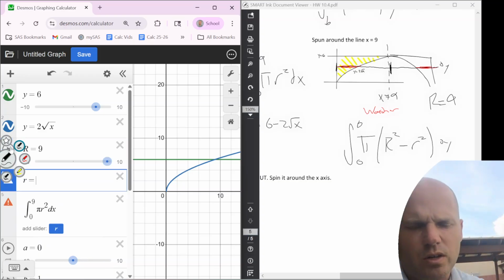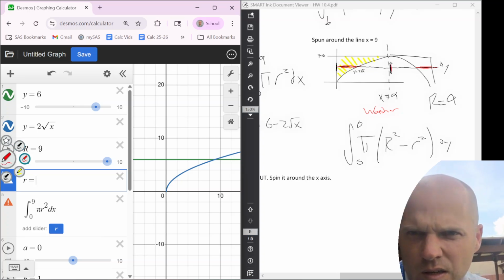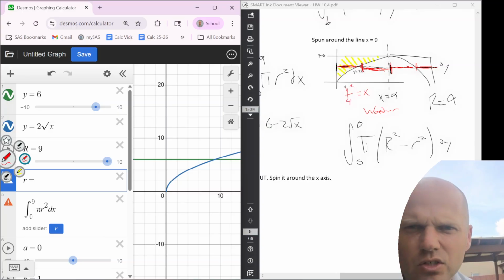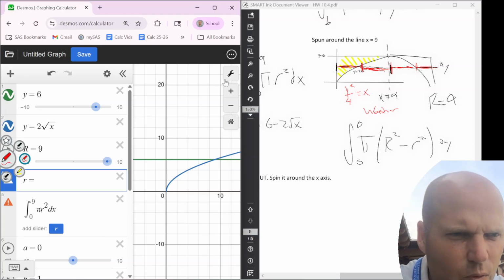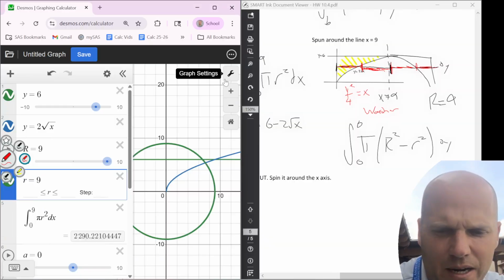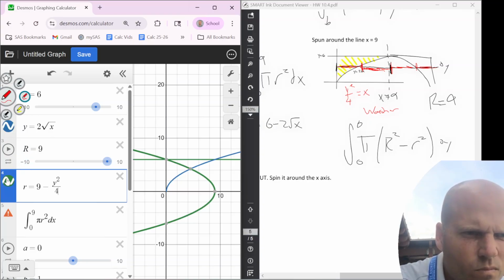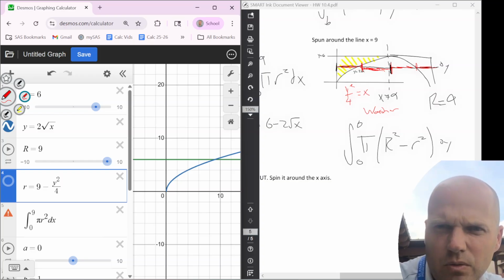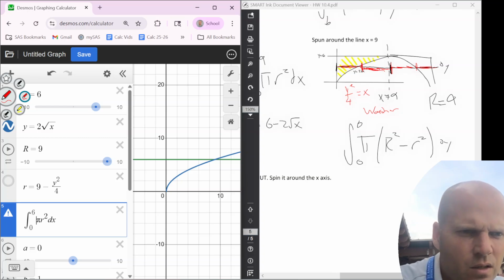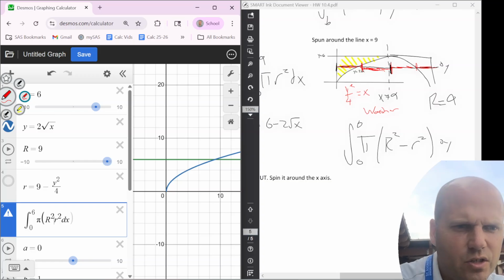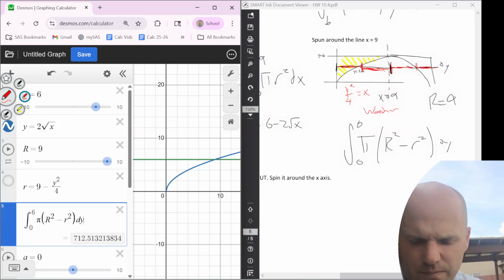The inner radius will be going to that. It's an x equals right minus an x equals left. I'll do x equals middle minus x equals left. That's y squared over 4. If we solve for x, divide by 2 squared, y squared over 4. So the inner radius will be 9 minus y squared over 4. I will sum up from 0 to 6, pi times outer radius squared minus inner radius squared, dy. 712.